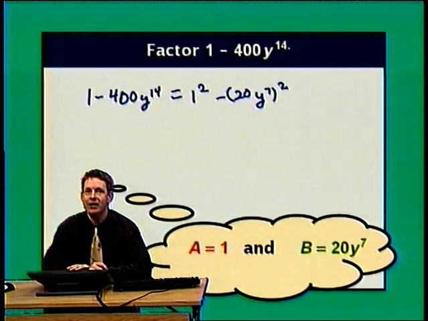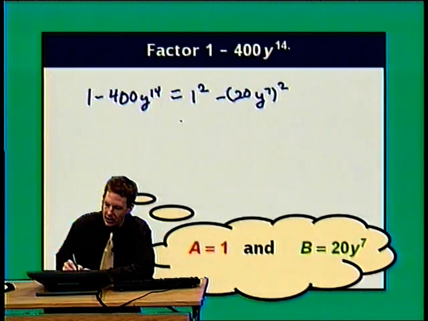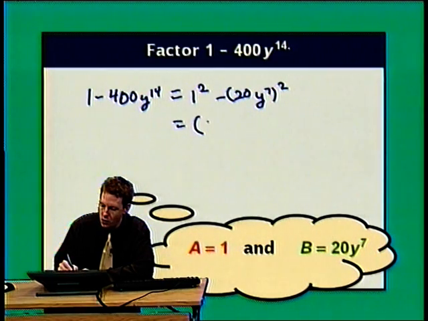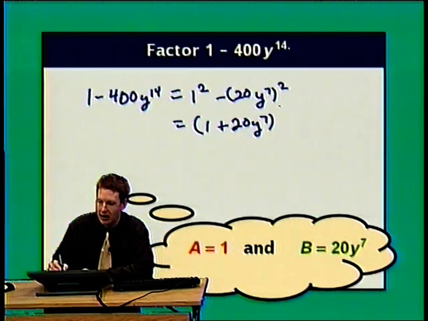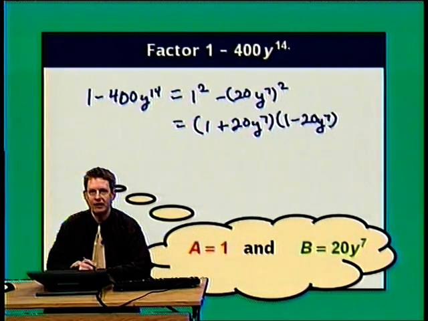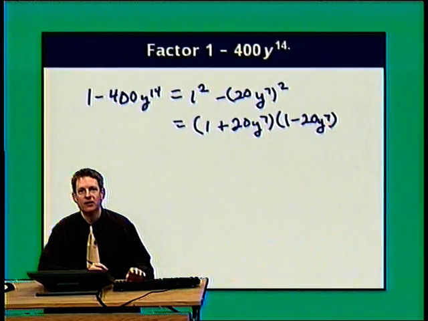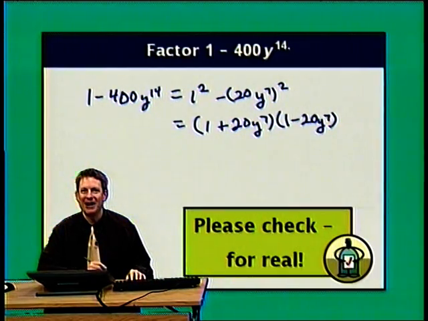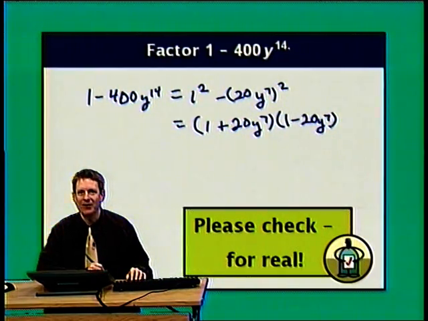This is definitely a difference of squares. A difference of squares always factors into a product of conjugates. I'm going to factor this into 1 plus 20y to the 7th times 1 minus 20y to the 7th. And you're going to check and make sure that this factorization is correct.